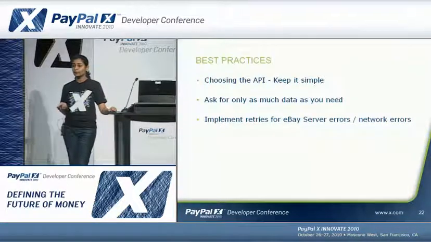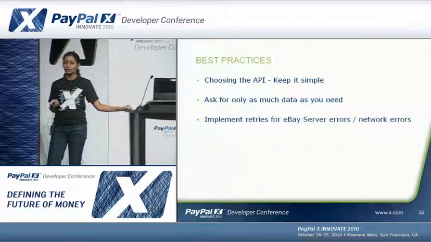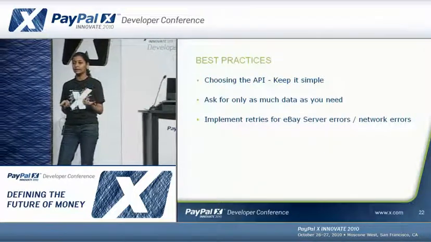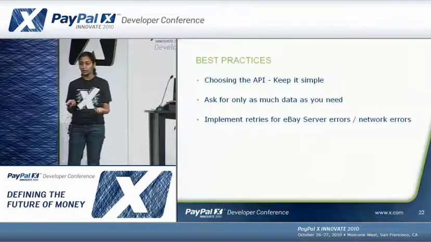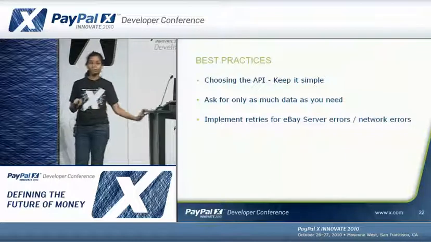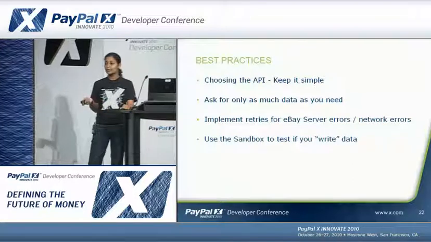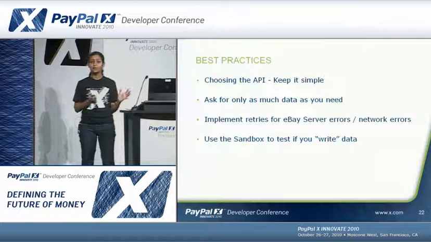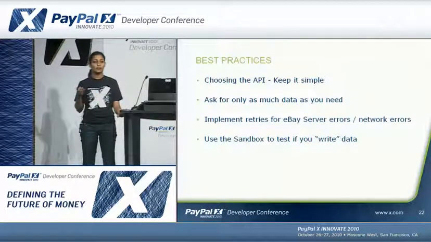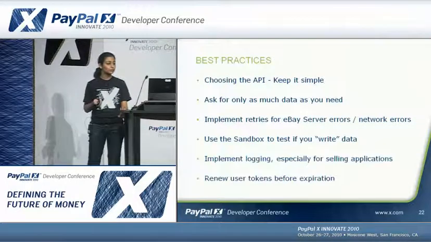Implement retries for errors that come back as eBay server errors or network errors. But if your application gets an application error, which means there was something fundamentally wrong with your request, then don't implement retries. Fix the error first and then retry. Use the sandbox. It's an excellent test environment. So if you're building selling applications, by all means, first build the application and test it out in sandbox so that once you release it in production, it's production quality.